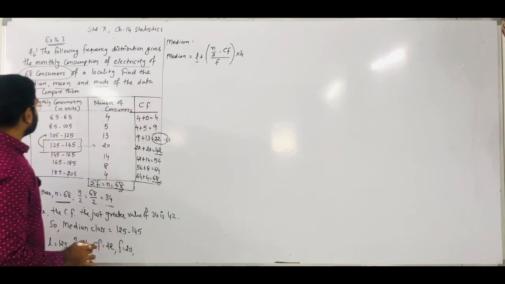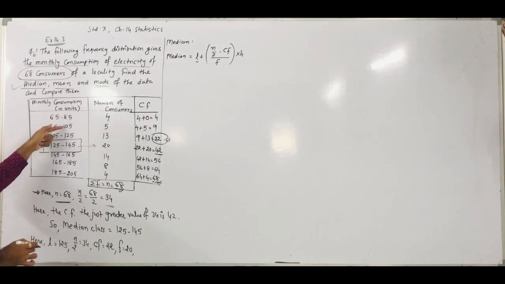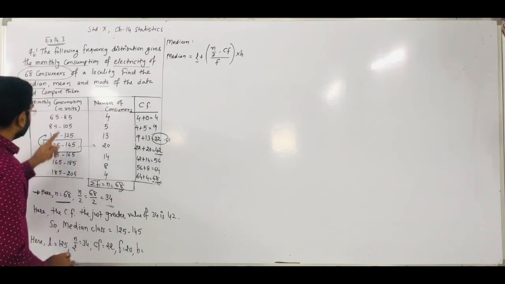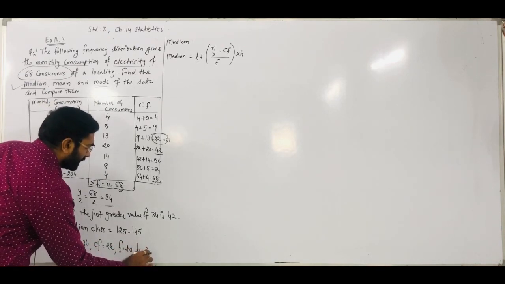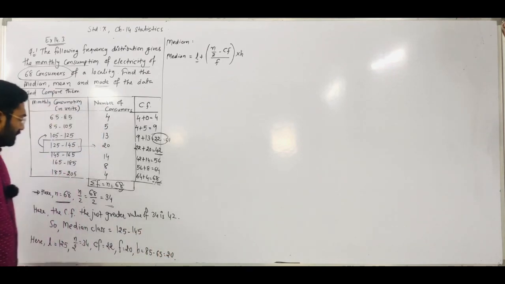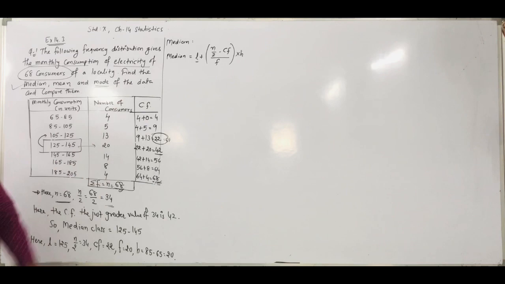And the H value, the class size. Observe, here is a continuous class, and each and every class size is the same. So the H value is represented on the first class, upper limit minus lower limit. So we get the answer. Okay. So all these values we have to put here in the formula.